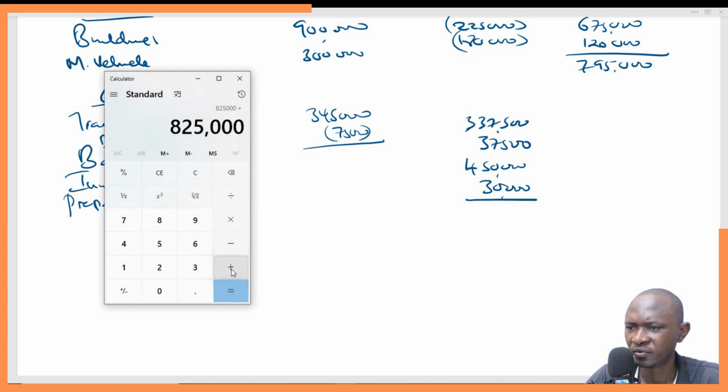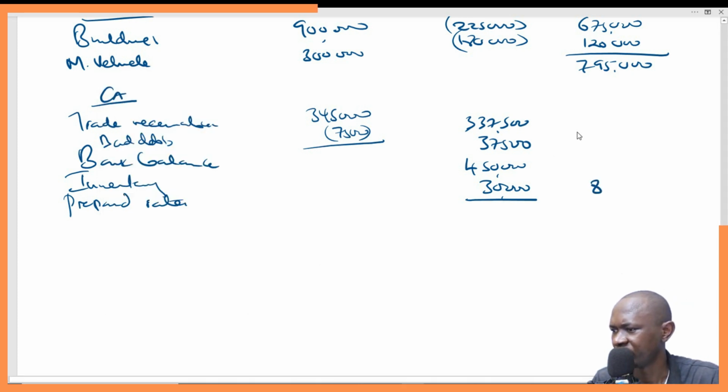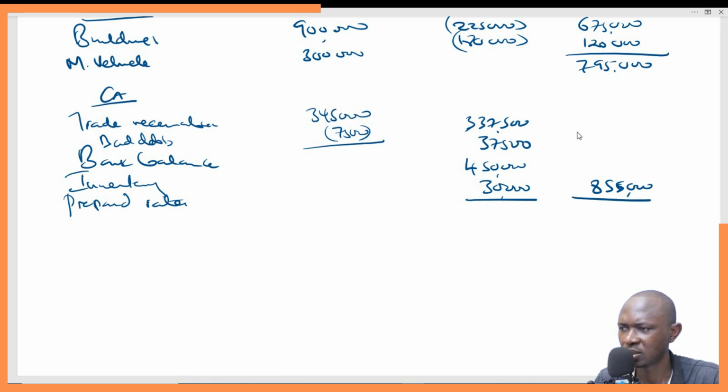Okay, so plus 450,000 plus 30,000. That gives us 855,000. So we can add now this to this. Yeah, 855,000. Now that one will come there. Then we go to current liabilities.